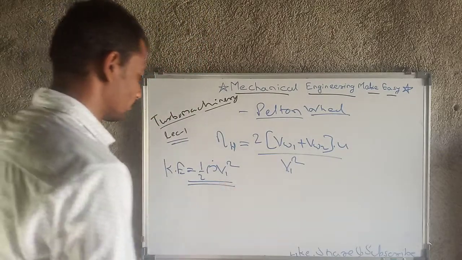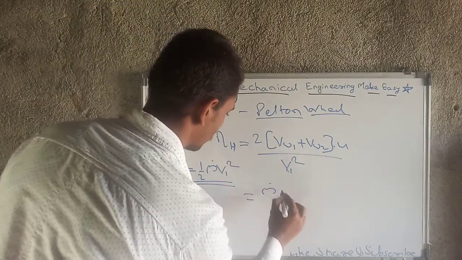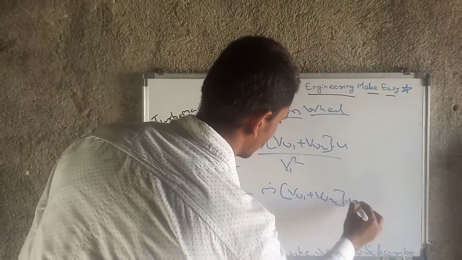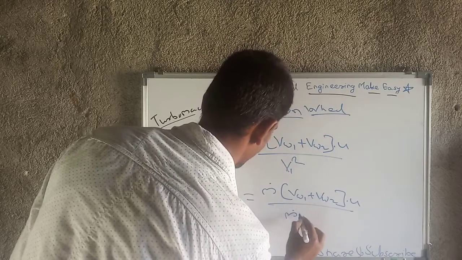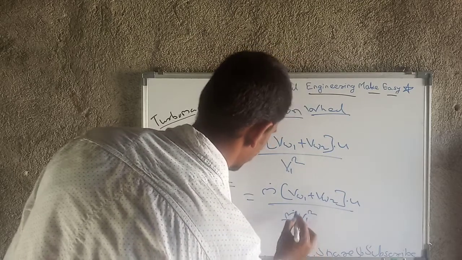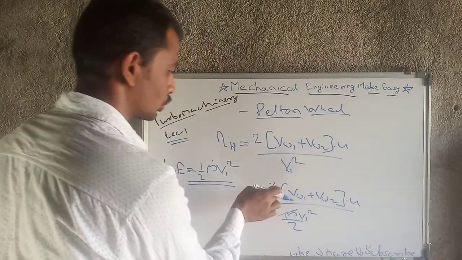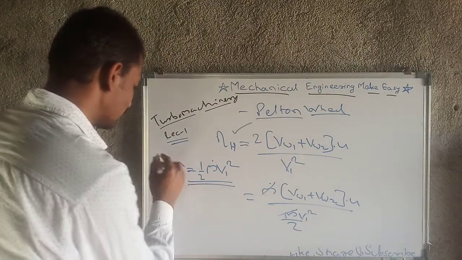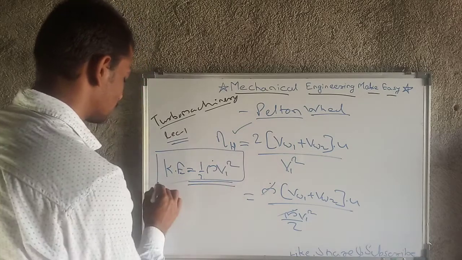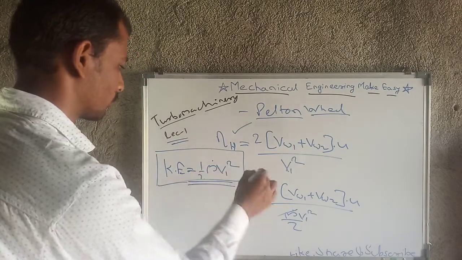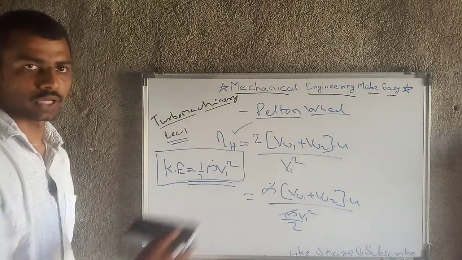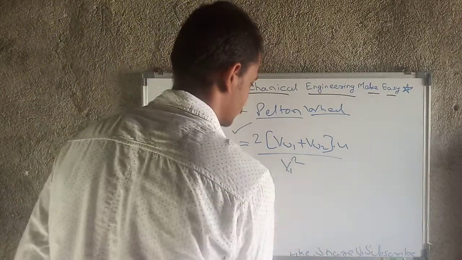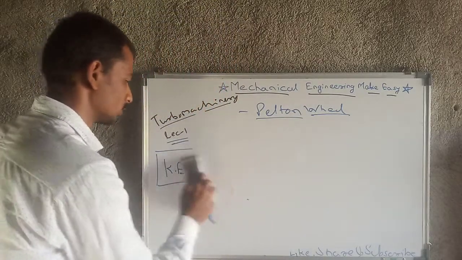Okay, so ultimately what happens, m dot into (vw1 plus vw2) into u divided by m dot v1 square divided by 2. So m dot will get cancelled, this 2 will be upside, and this is the formula. Okay, means at inlet the energy available is nothing but the kinetic energy, which is half m dot v1 square, and at outlet we have calculated that is nothing but the power. Okay, this is hydraulic efficiency. Note down this formula, this is too much important.